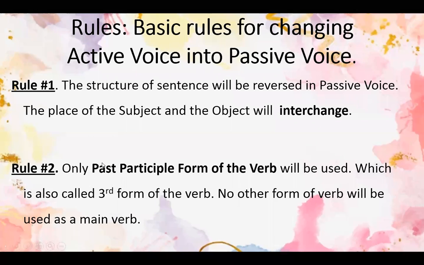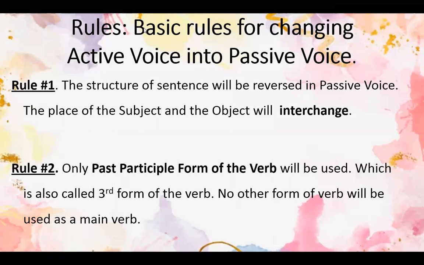Number 2, only the past participle form of the verb will be used. You know, the past participle of the verb is called the third form of the verb. For example, if I say eat, ate, eaten, these are three forms of the verb. So which form of the verb is used for passive voice?